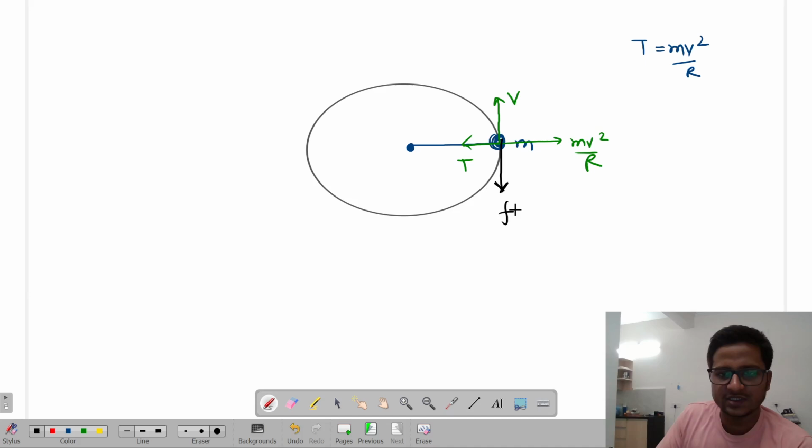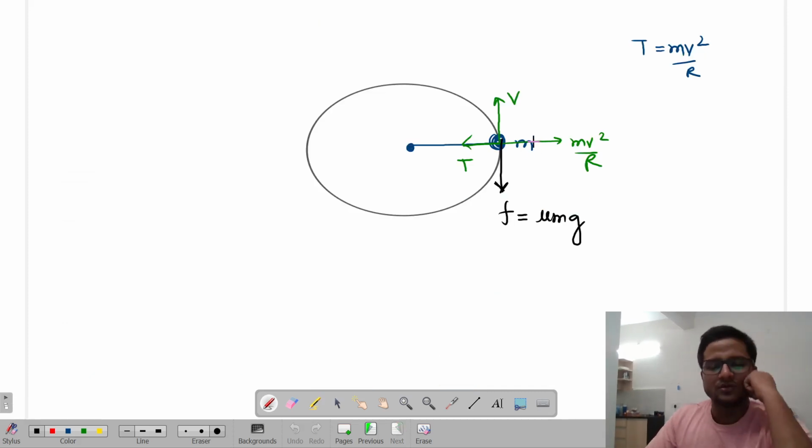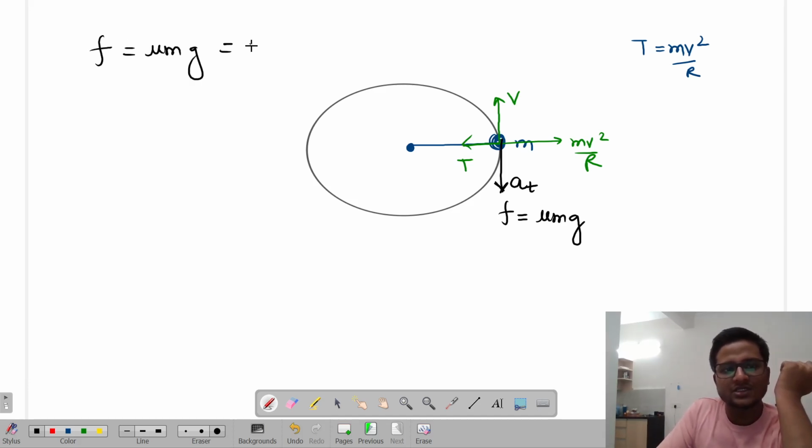So look over it. This frictional force will be mu into m into g. Is this clear? So basically, this frictional force is generating a retarding acceleration in this direction. So what is the formula? Frictional force is equal to mu mg, but force is mass into acceleration. So you got the acceleration in the backward direction, which is nothing but mu into g. Understood?